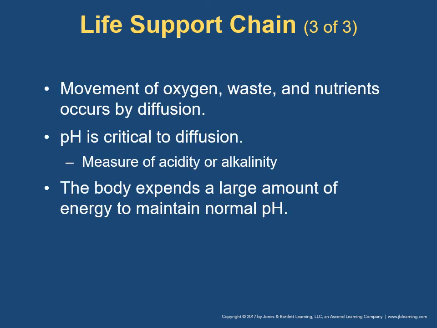Movement of oxygen, waste, and nutrients occurs by diffusion. The pH is critical to diffusion. It is the measure of acidity or alkalinity, and the body expends a large amount of energy to maintain normal pH.